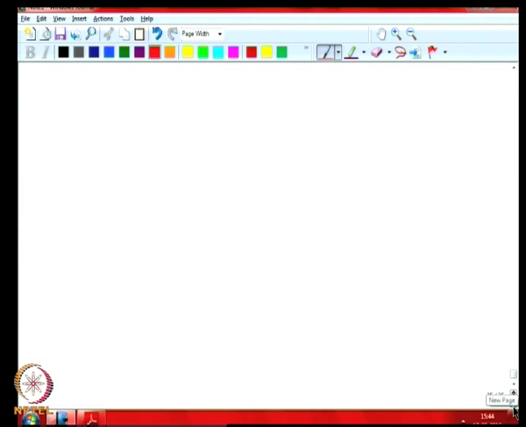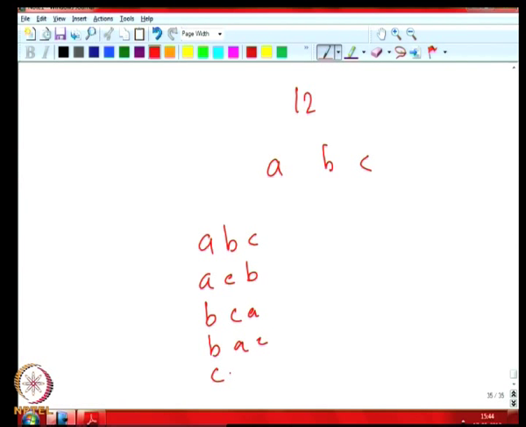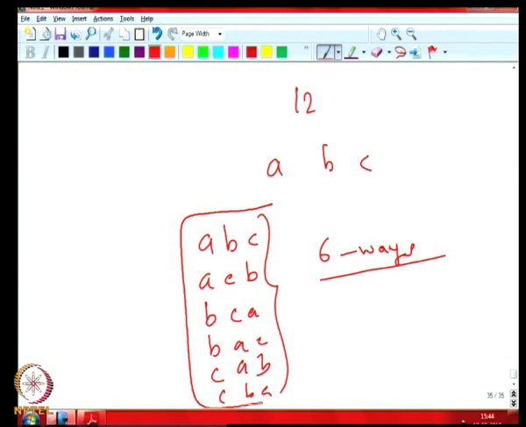So, what we are asking is, suppose, instead of 12 symbols, let us say 3 symbols A, B, C. How many messages can you make? You may say that you can make A, B, C; A, C, B; B, C, A; B, A, C; C, A, B; C, B, A. These are the 6 possible ways in which we can make the messages, right, for each message.